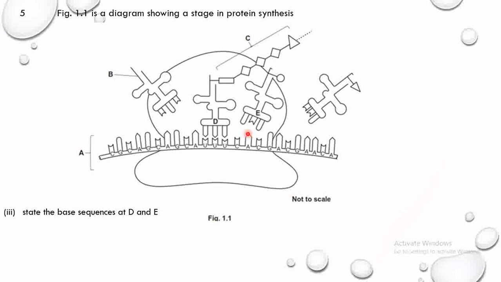Now if you look at E, this is C. Here will be G. This is A. This is going to be U. This is C. This is going to be G. So it's going to be GUG. Right?